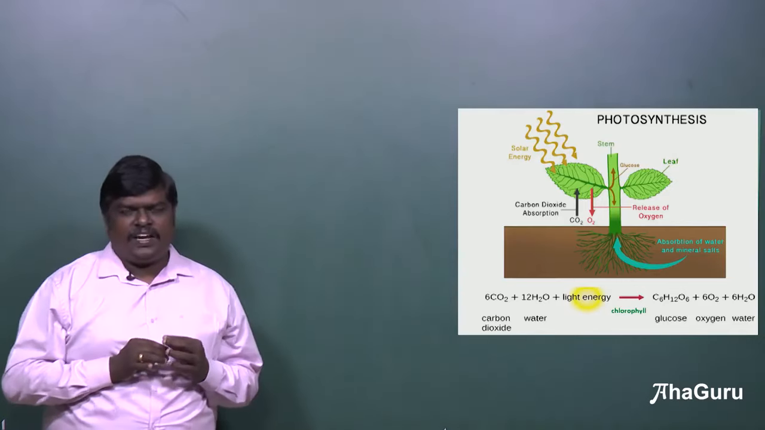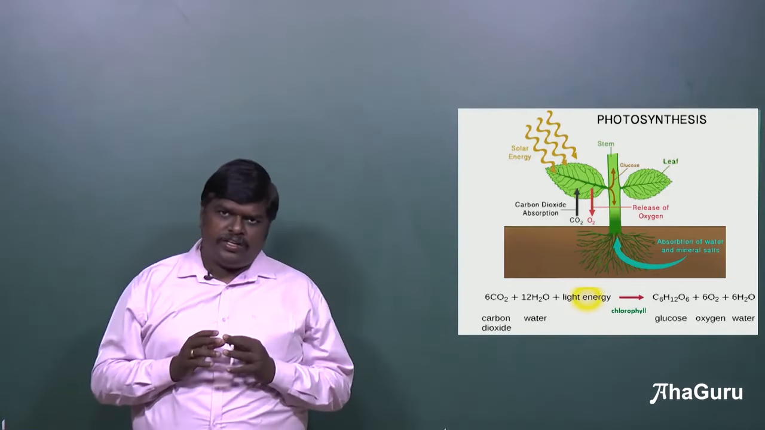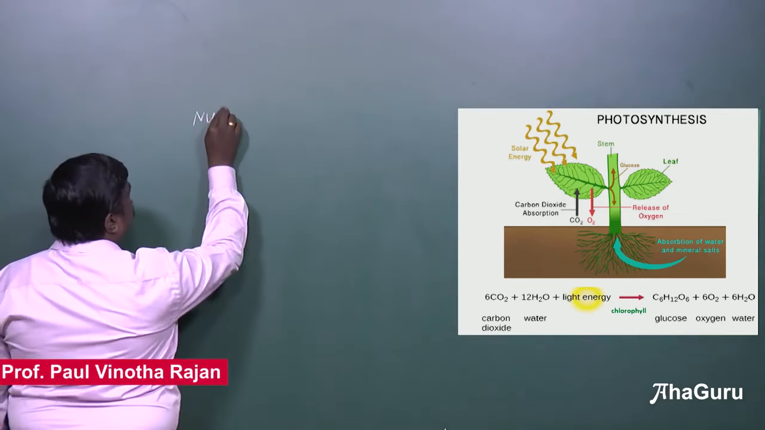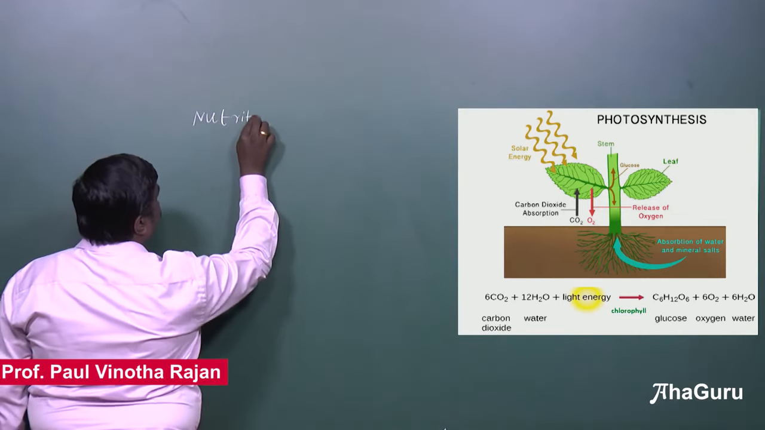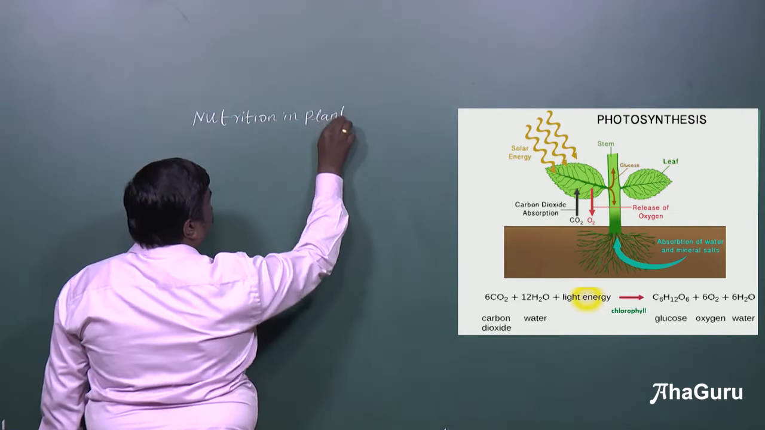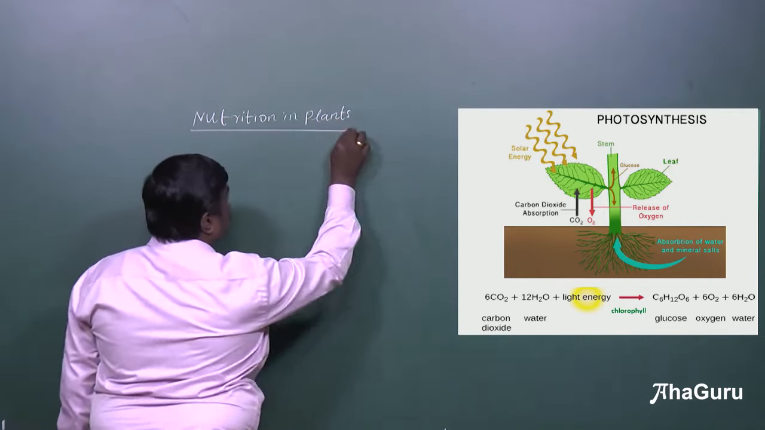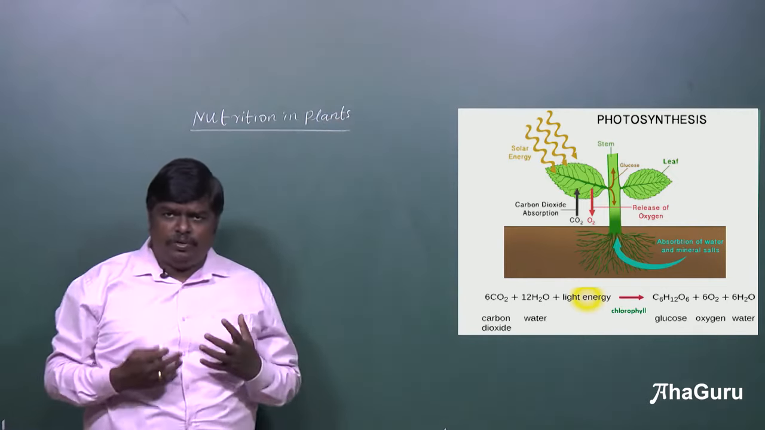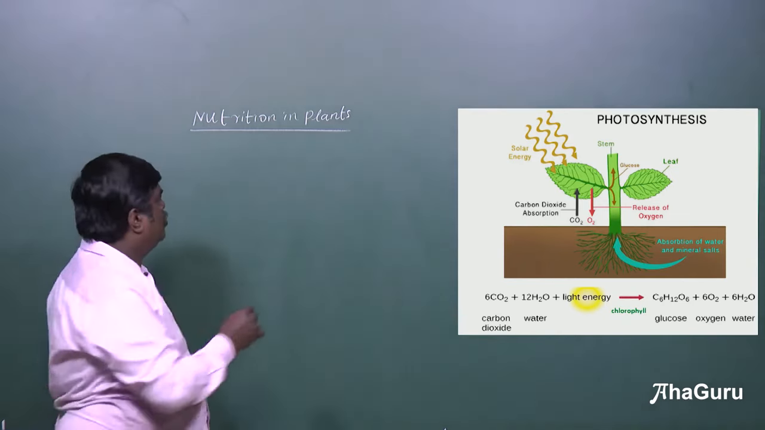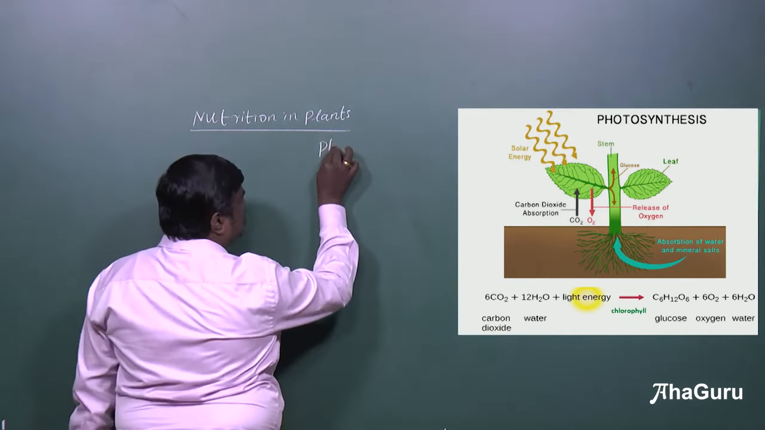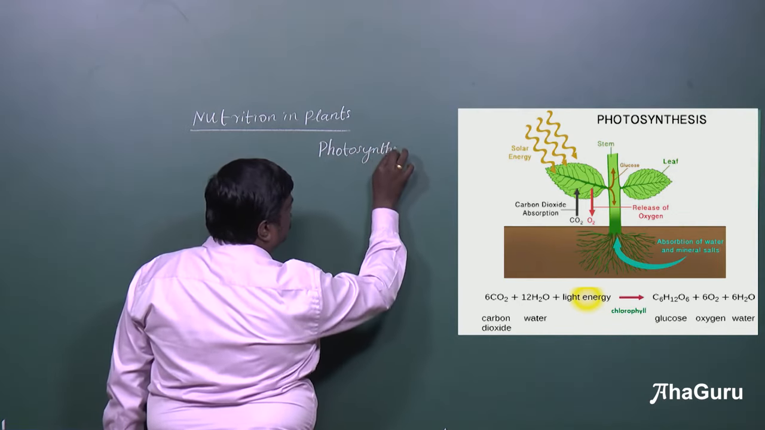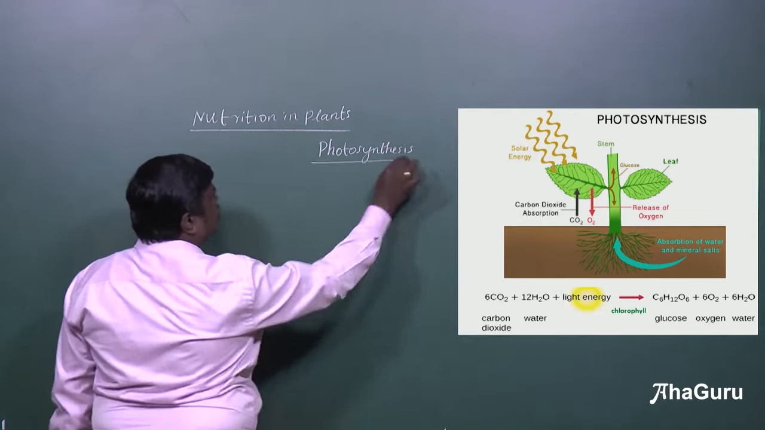Dear children, in today's class, we are going to talk about nutrition in plants. Plants produce their own nutrition by a process called photosynthesis. Photosynthesis is a process that occurs in green plants.